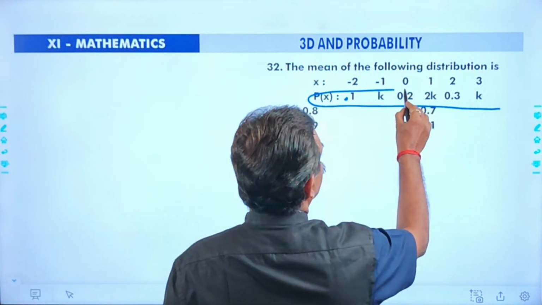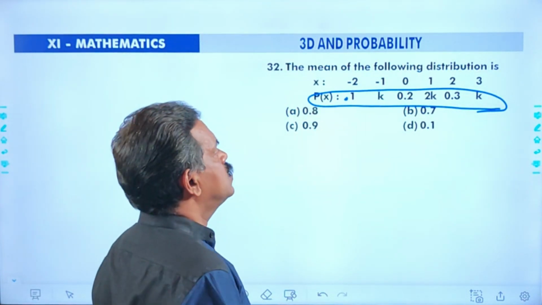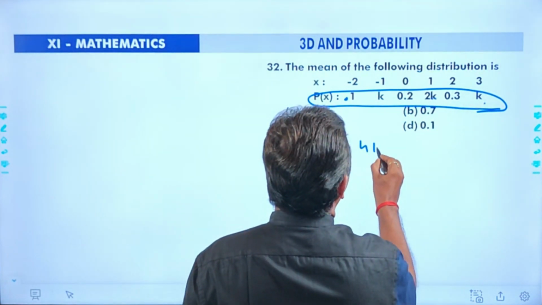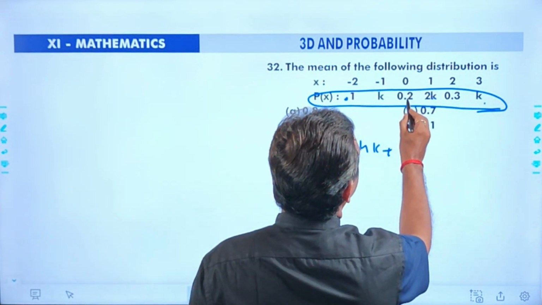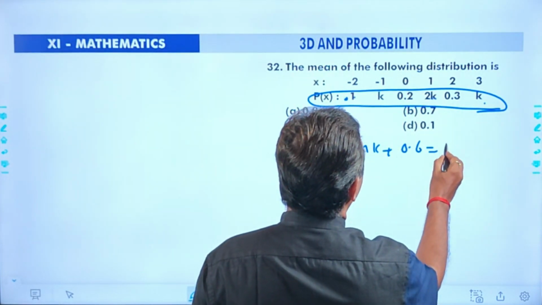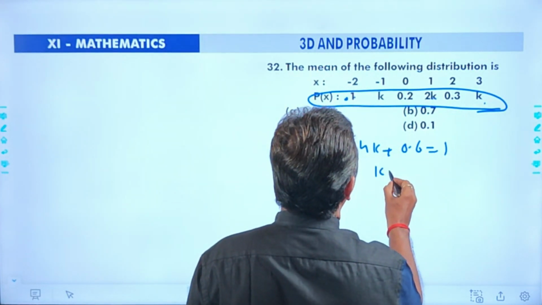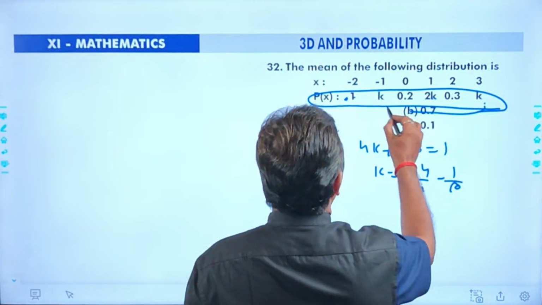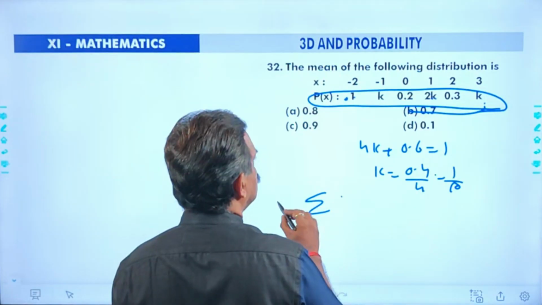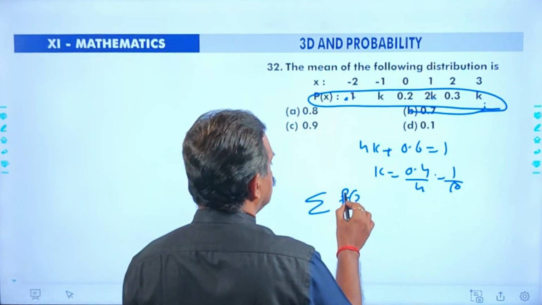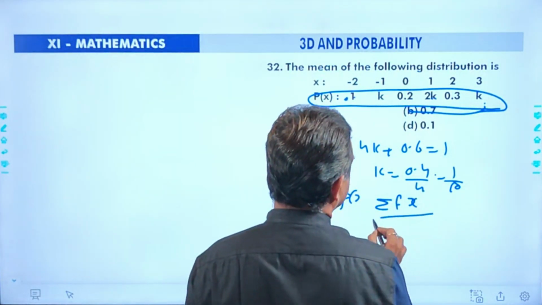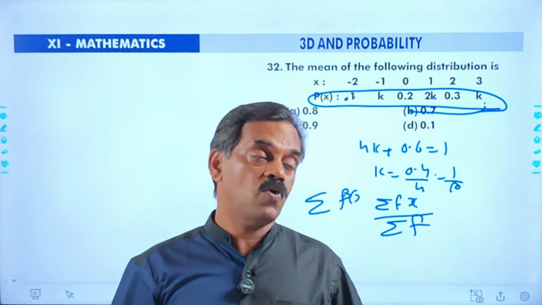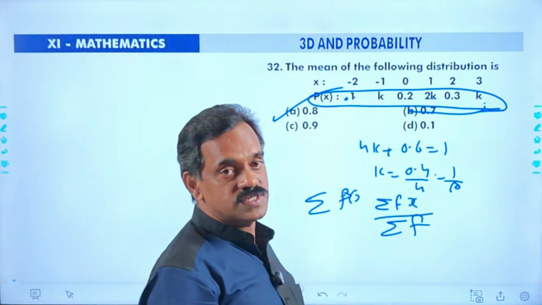So we know that the sum of all the probability values will be equal to 1. So when you add it, k plus 2k plus k, that is 4k, plus 0.1 plus 0.6 equals 1. So k will be equal to 0.4 by 4, which is equal to 1 by 10. After that you evaluate the formula. The formula for the mean is sigma fx by sigma f. Just apply the formula and you will get the answer directly, which is going to be 0.8. That is given by choice A, which is the answer.